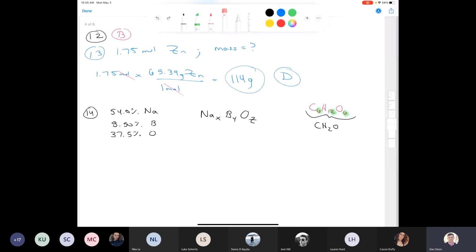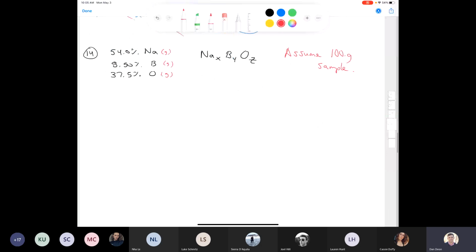So what's the assumption that we have to make here, right? What we're going to do is we're going to assume we have a 100-gram sample. That means that I would have 54 grams of sodium, 8.5 grams of boron, and 37.5 grams of oxygen. Well, if I know the mass of each one of these, I can figure out the number of moles, can't I? Let's see if we can do that.